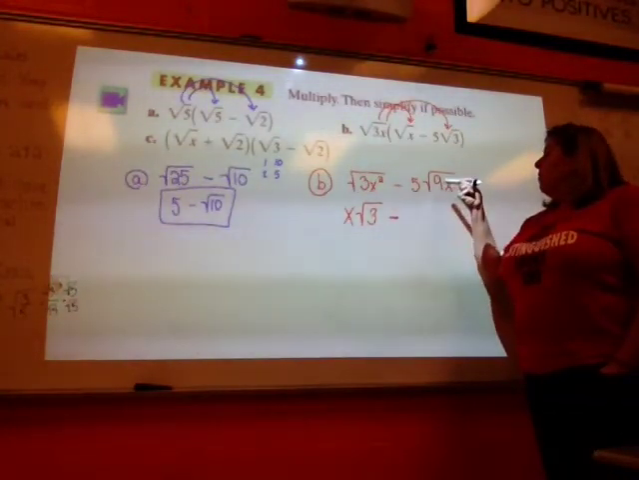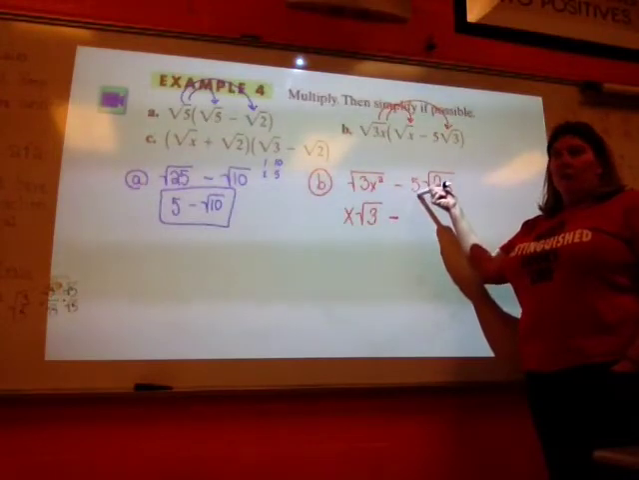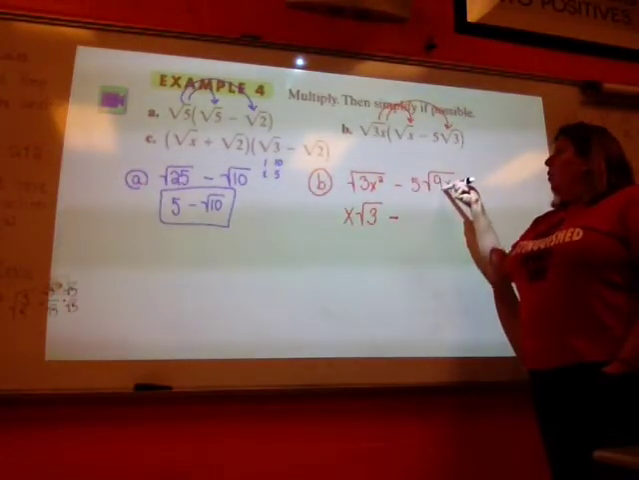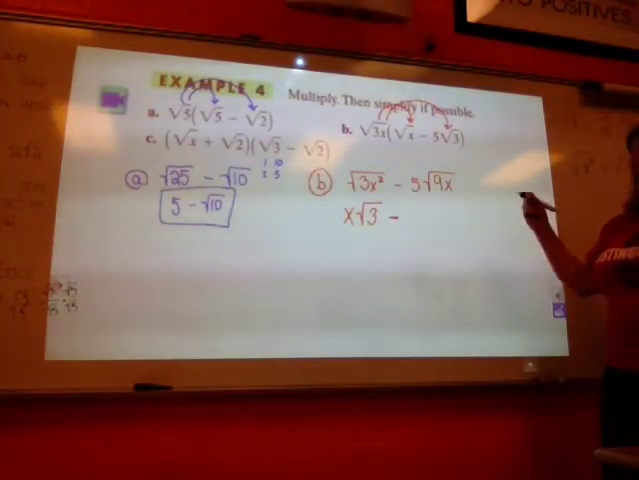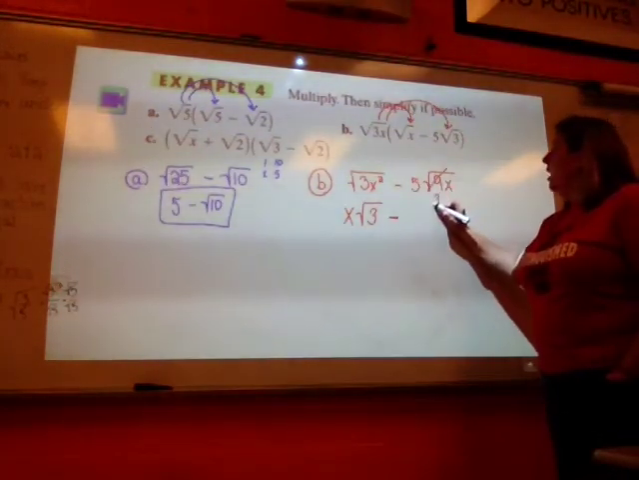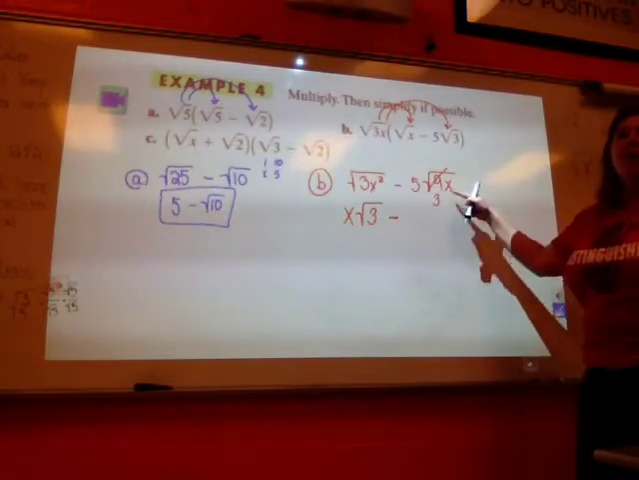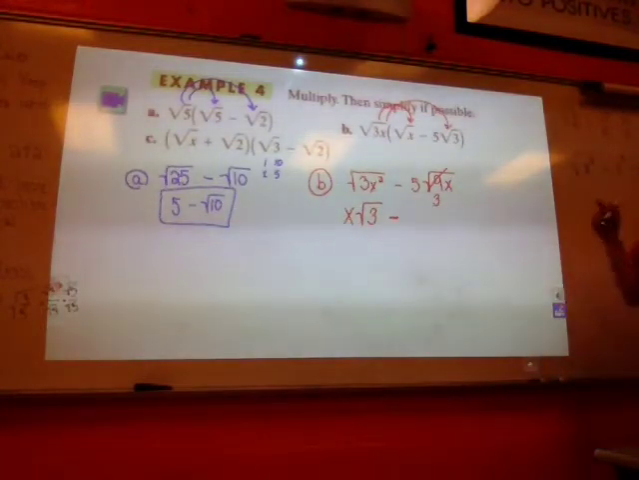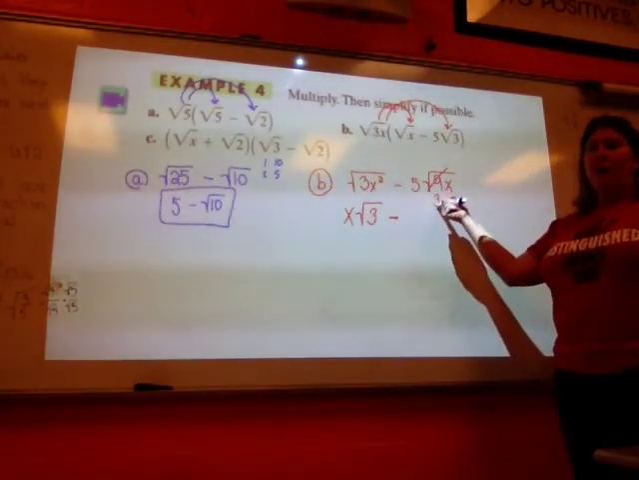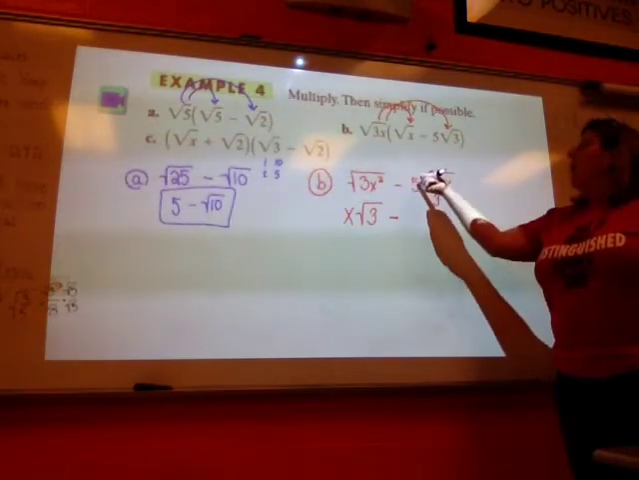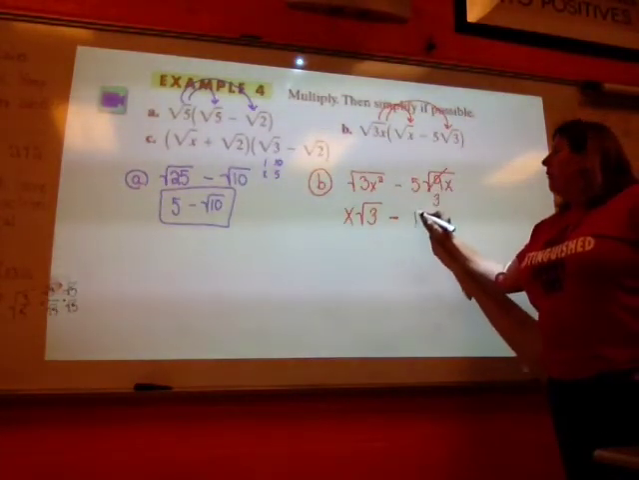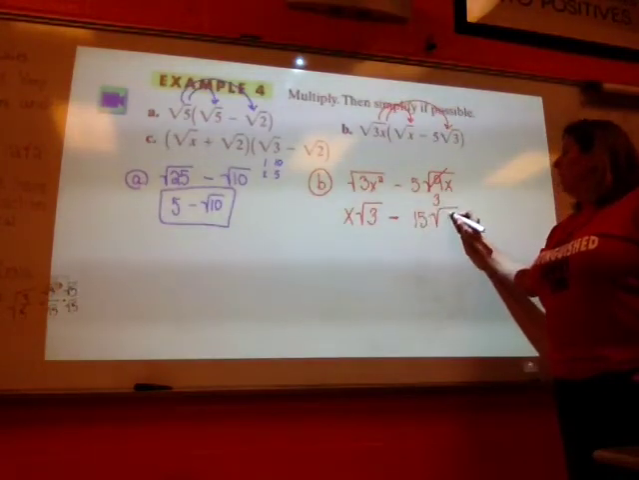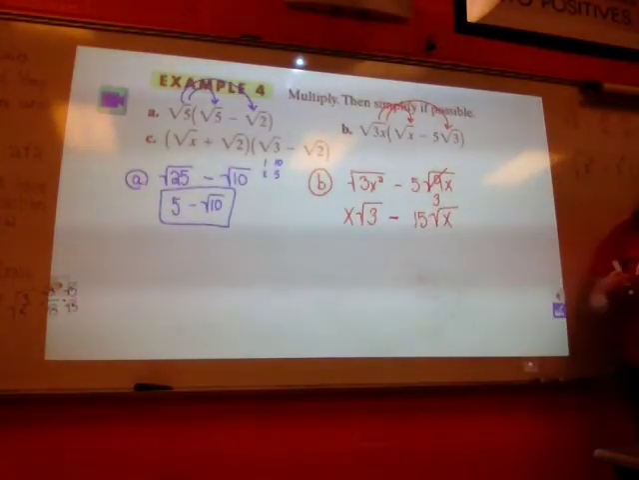Minus, I know the 5 is going to stay there, right? What about the square root of 9? It's going to become a whole number 3, and the square root of x is still just going to be square root of x. Now what do I do with that 3 that comes from the 9? Multiply it by the 5. 3 times 5 is 15 square root of x.